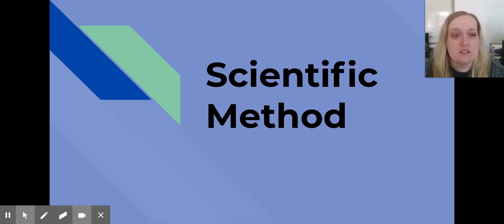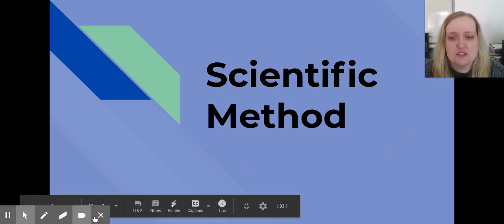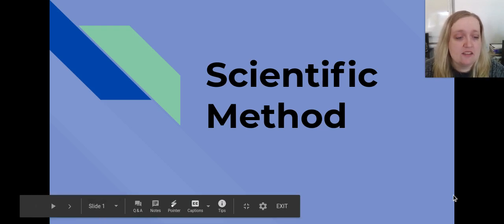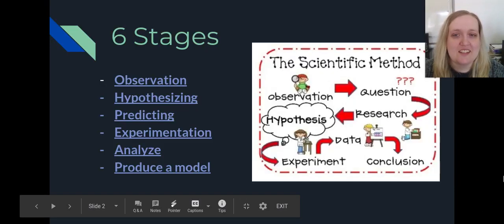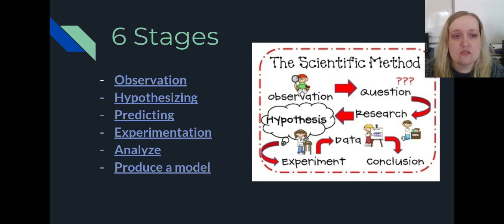I'm going to go over the PowerPoint that was posted yesterday on the scientific method. Okay. So the scientific method is a process that scientists use for experimentation. There are different ways that you can actually set up the scientific method, but we're going to go with this one. So in our example, we have 6 stages.